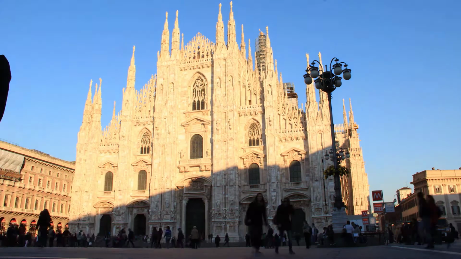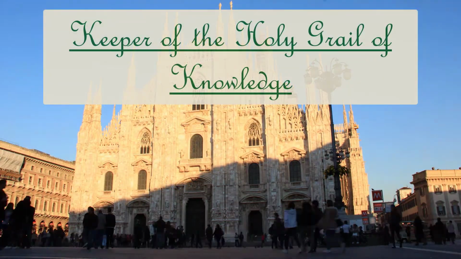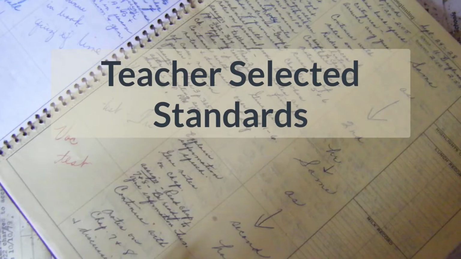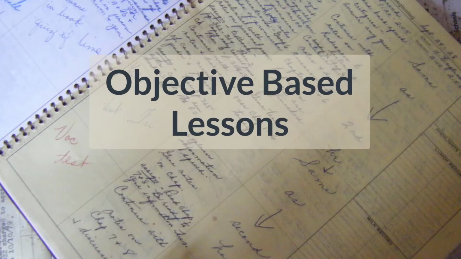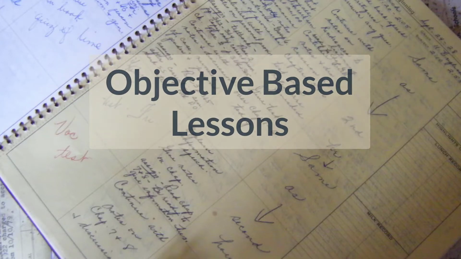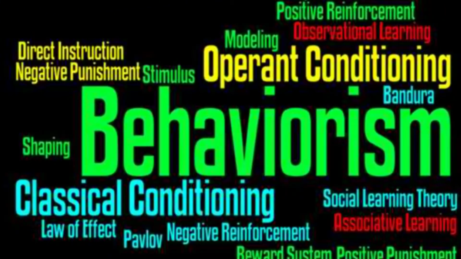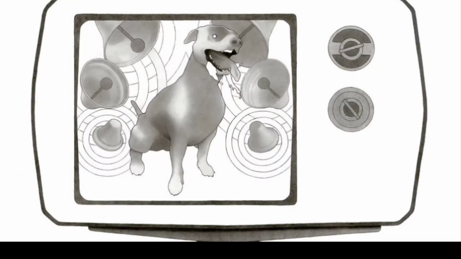Let's explore teacher-centered learning. In this model, the teacher is the keeper of the holy grail of knowledge. The teacher selects the standards that are to be learned, then creates a lesson around those objectives. It relies heavily on objectivism and is grounded in behaviorist theories of learning. All behavior is based on stimulus and a response. For example, remember Pavlov's dogs salivating at the sound of a bell?